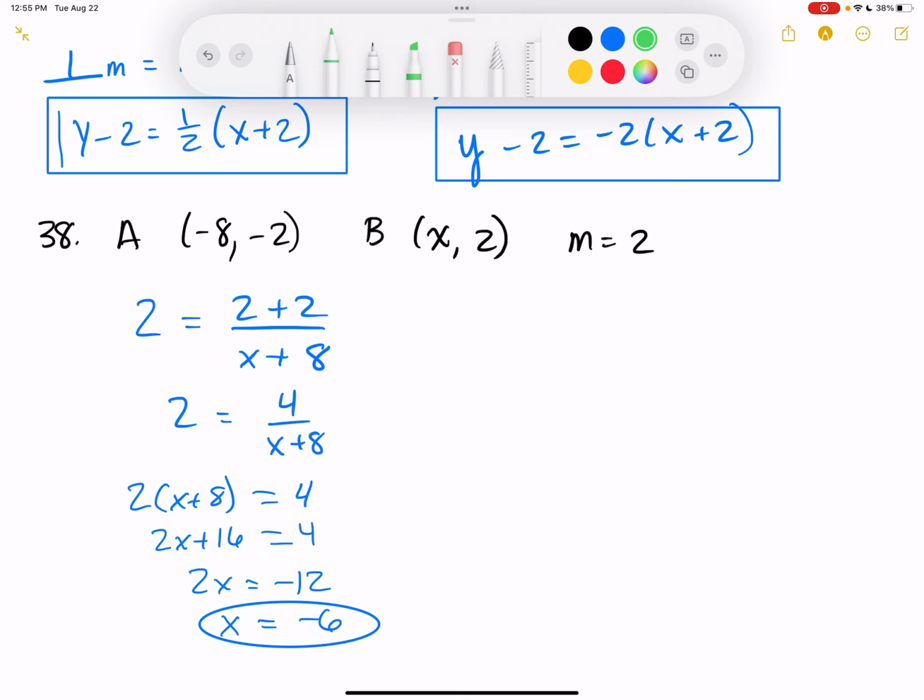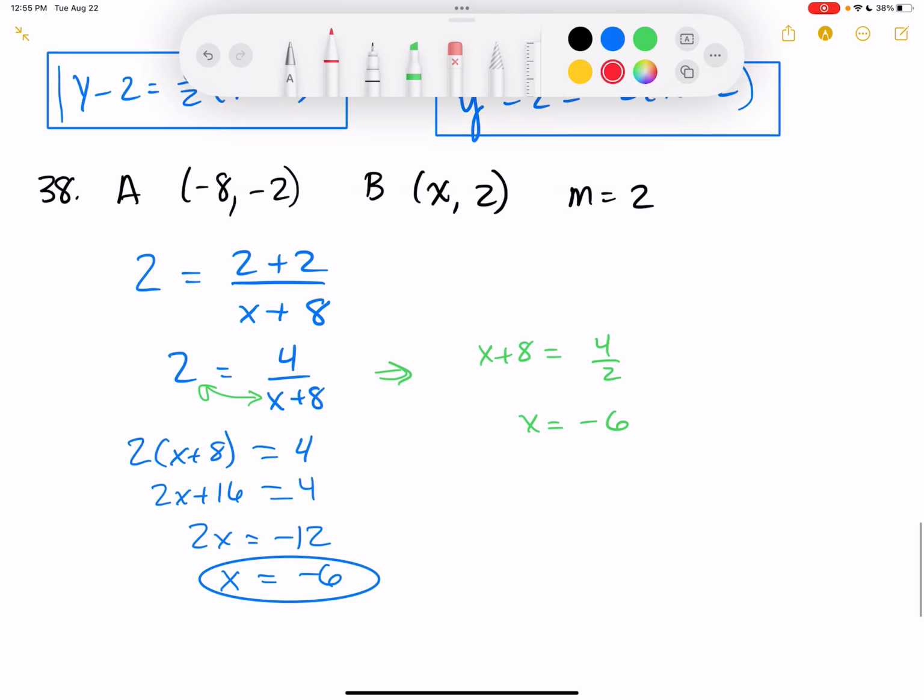The other thing you could have done here is you can actually just swap these two things, because ultimately that's what ends up happening. So we could have just said x plus 8 is equal to 4 over 2. And then obviously that's 2. And then we could have gotten negative 6 that way. Right. Just as a slightly less work method. Questions, comments, concerns? Nothing.